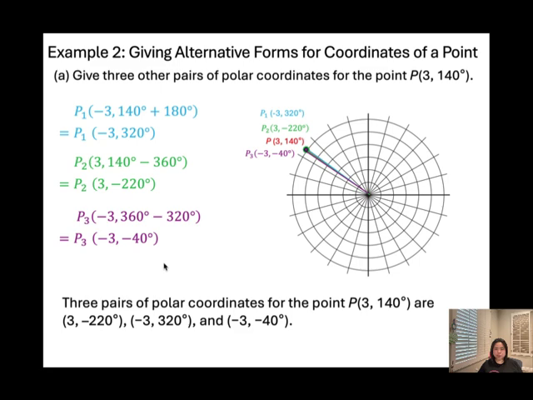So 3 pairs of polar coordinates. For this point, we have this 3 more. You can make another totally different 3 from mine. Okay, you could get the coterminal angle here plus 360, or add 2 360.